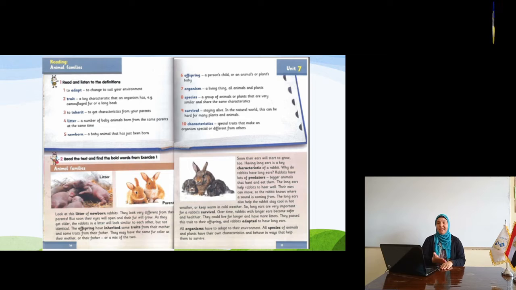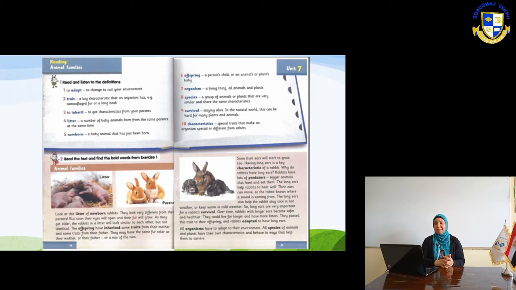Trait. What is a trait? It's a key characteristic that an organism has. Of course, I'm going to explain this more and more in the next slides, don't worry. Example: camouflaged fur or a long beak. Number 3, to inherit. To get characteristics from your parents. For example, you have the hair of your mom, smooth or curly. This is inheriting something from your parents.